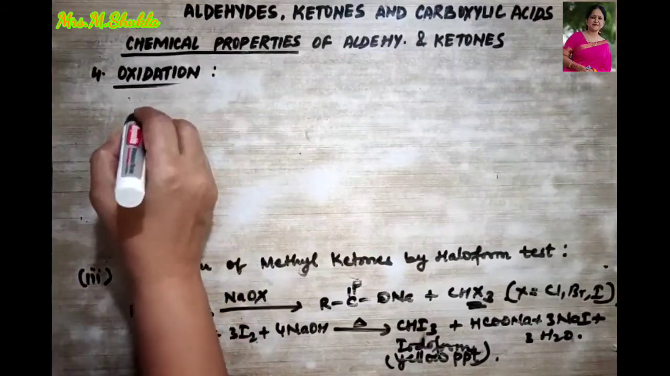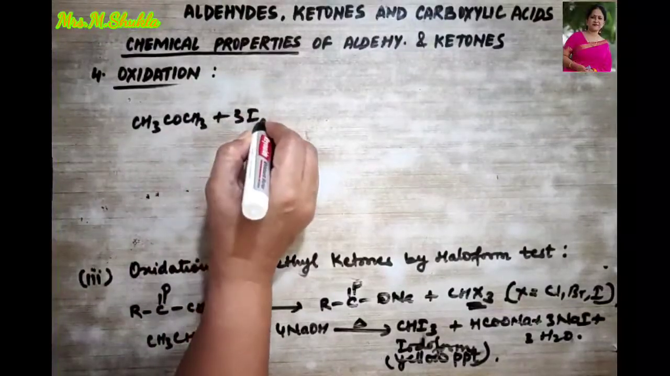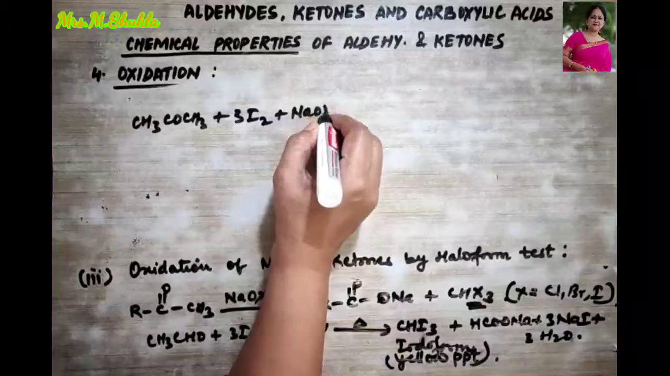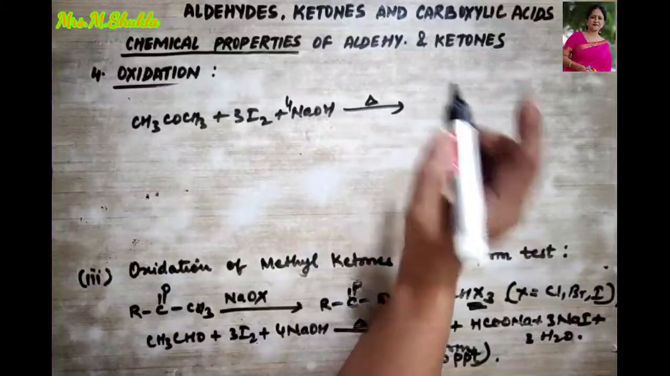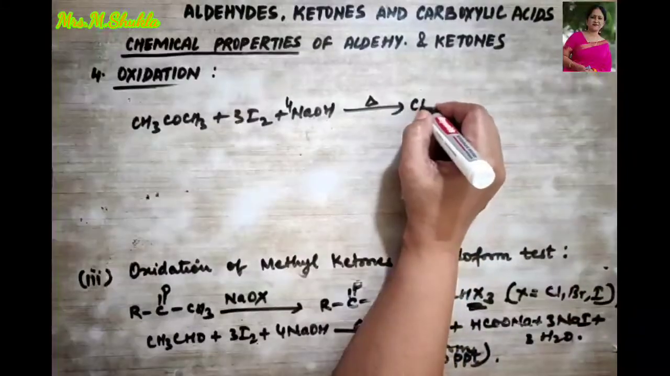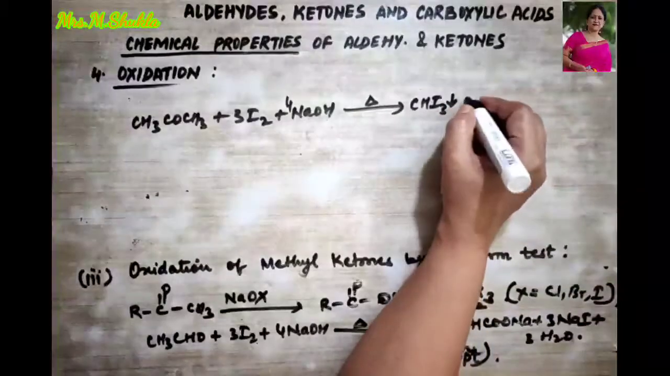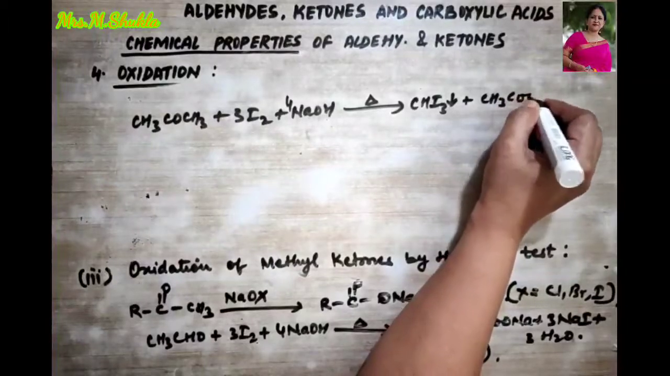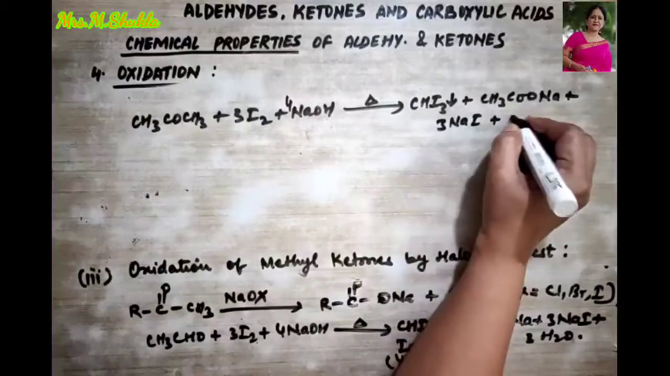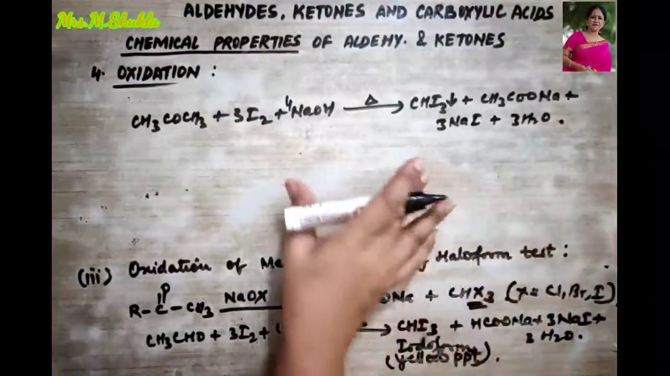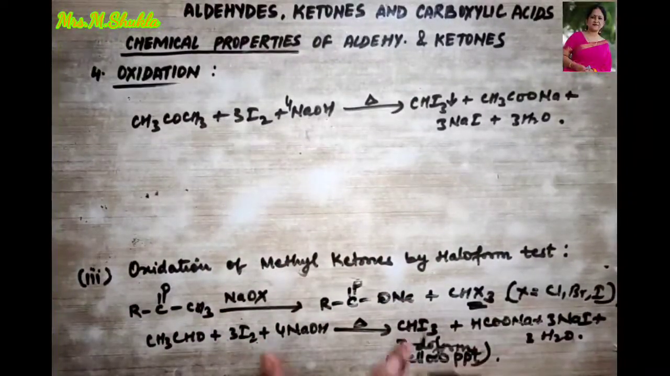Let us look at the reaction with a ketone like CH3COCH3 when treated with iodine and NaOH. So how many molecules? 4 molecules of NaOH. When this is heated, it is going to give us iodoform, that is CHI3, which is yellow PPT, plus CH3COONa, plus 3 sodium iodide plus 3 molecules of water. I hope these reactions are clear to you. Oxidation of methyl ketones by haloform test.